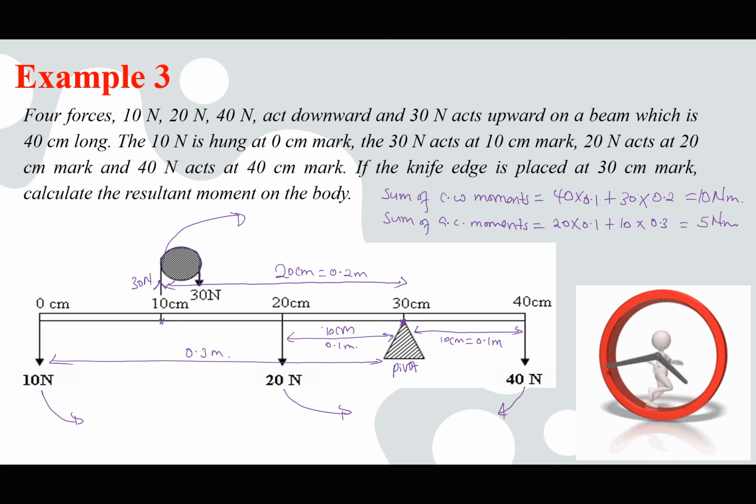So the question is, calculate the resultant moment. So the resultant is going to be 10 minus 5, which is going to be 5 newton meters. Remember, the clockwise moments were bigger than the anticlockwise moments, so the resultant is going to be clockwise. Okay, so that's how we find the resultant moment.